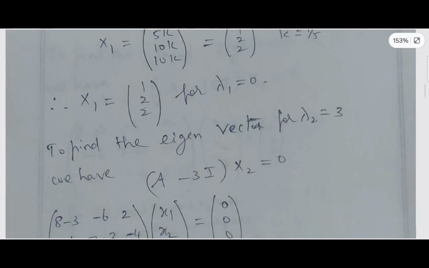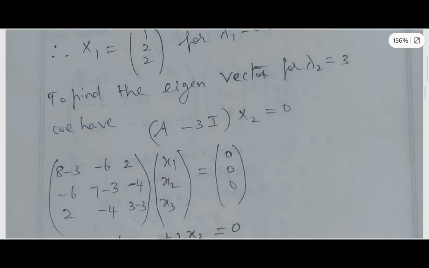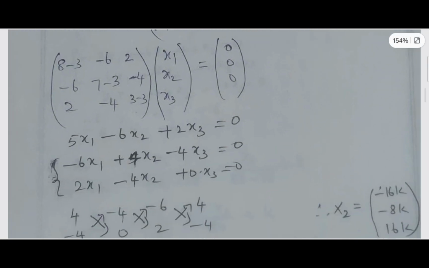Now we'll go for the second eigenvalue, that is lambda 2 equal to 3. You have A minus 3I into x2 is equal to 0. Start to substitute along the diagonal. You subtract 3, so it is 8 minus 3, 7 minus 3, 3 minus 3. Remaining, all the elements are same, into x1, x2, x3 is equal to 0. Now you write this: 5x1 minus 6x2 plus 2x3 is equal to 0. Minus 6x1 plus 4x2 minus 4x3 is equal to 0. 2x1 minus 4x2 plus 0 into x3 is equal to 0.